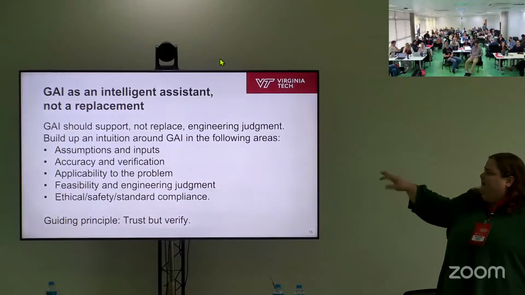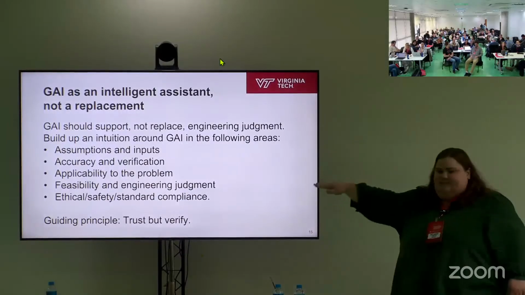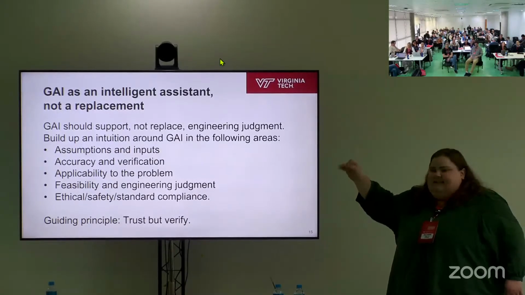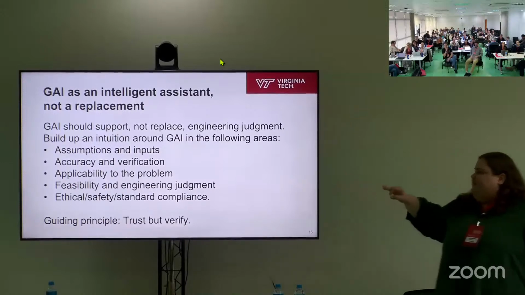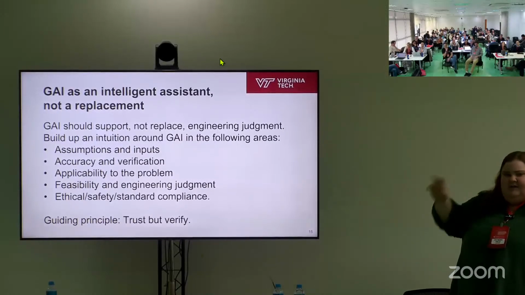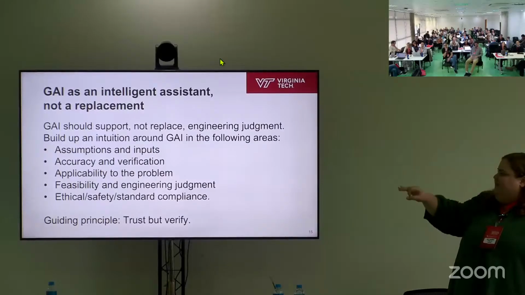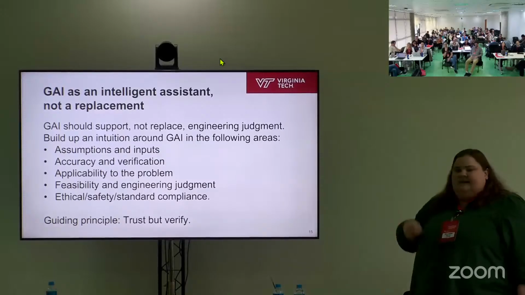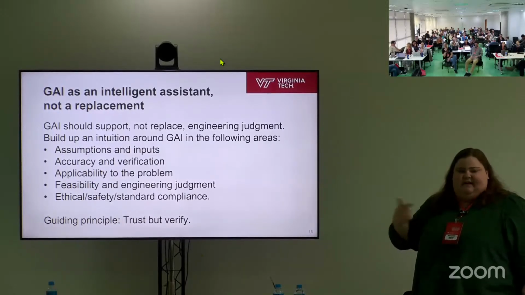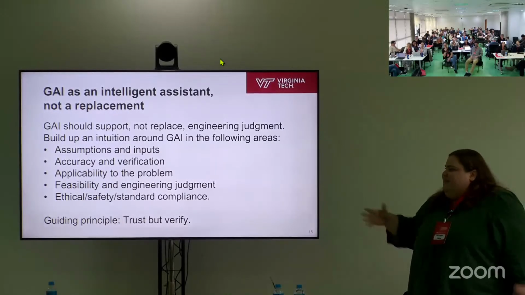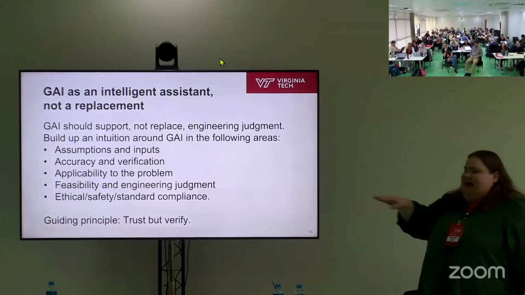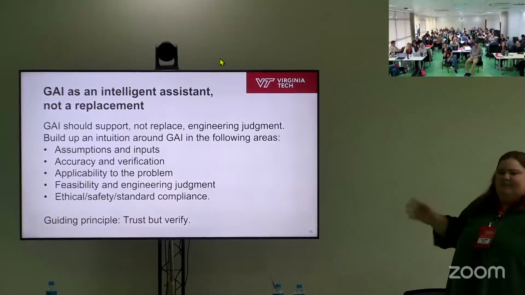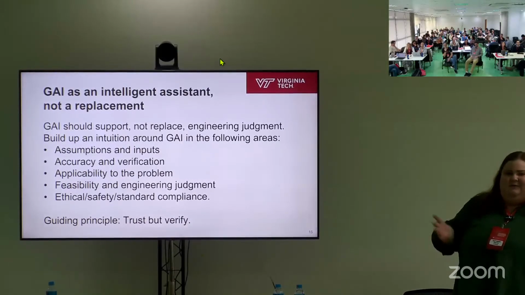Your intuition around generative AI is in these 5 major areas. You should be reflecting on the assumptions and inputs. You should be reflecting on the accuracy and verification of the outputs it's giving you, how applicable it is to the problem at hand, feasibility, and again, leaning on that engineering judgment, your expertise. And then, of course, as always, we're reflecting on how ethical the solutions are that it's giving us, our use of it, our safety, and standard compliance with the university or any sort of review board you might be working with.